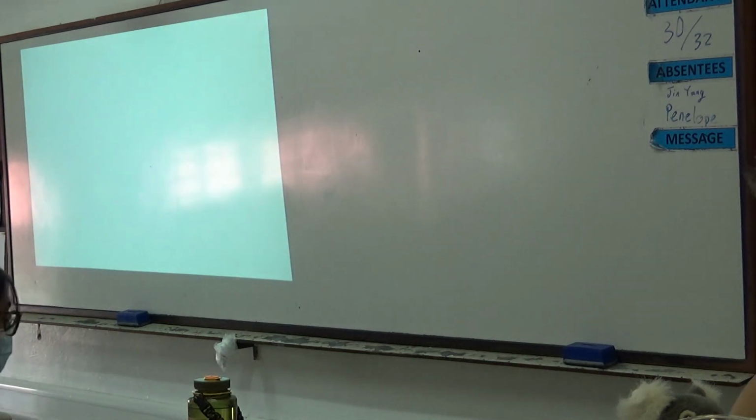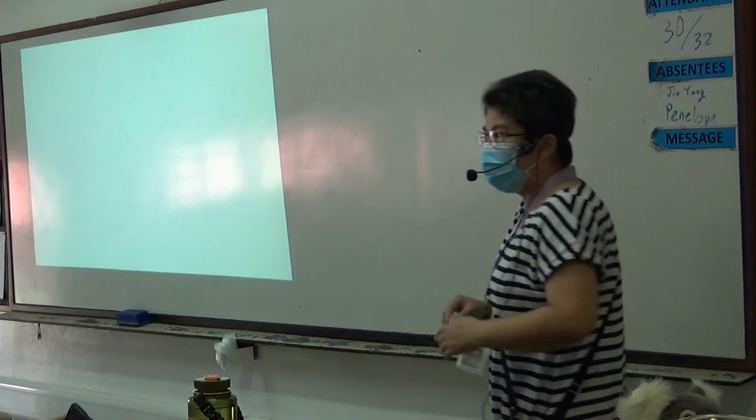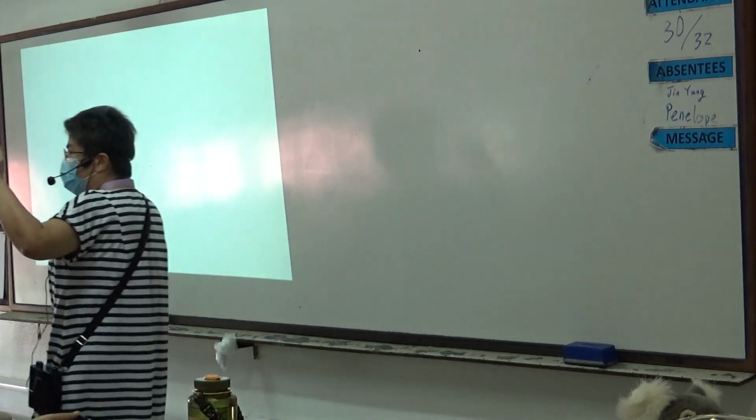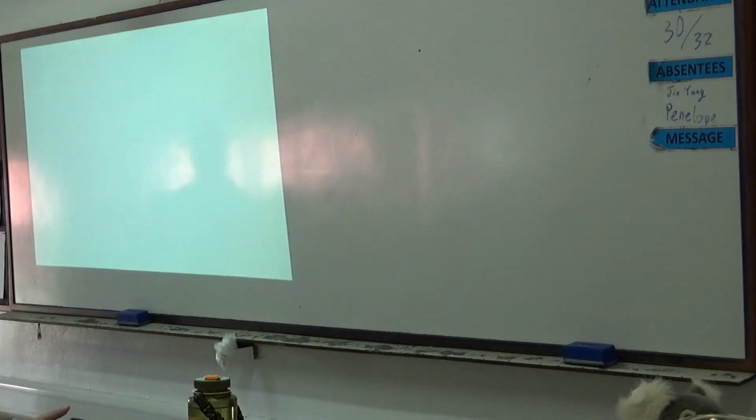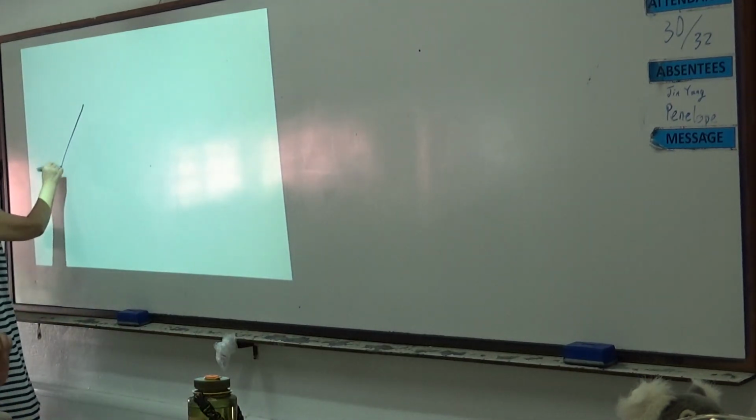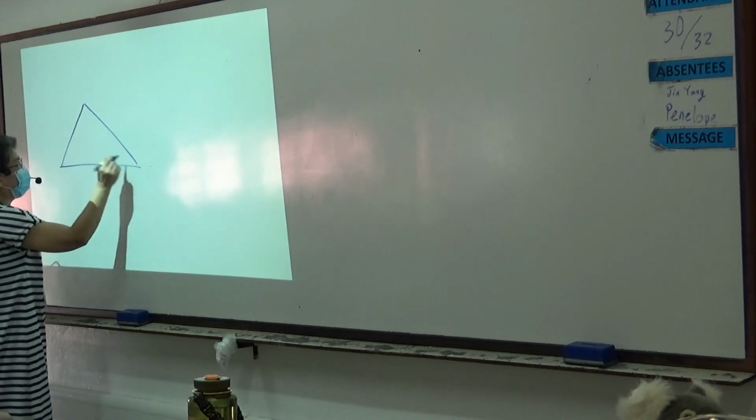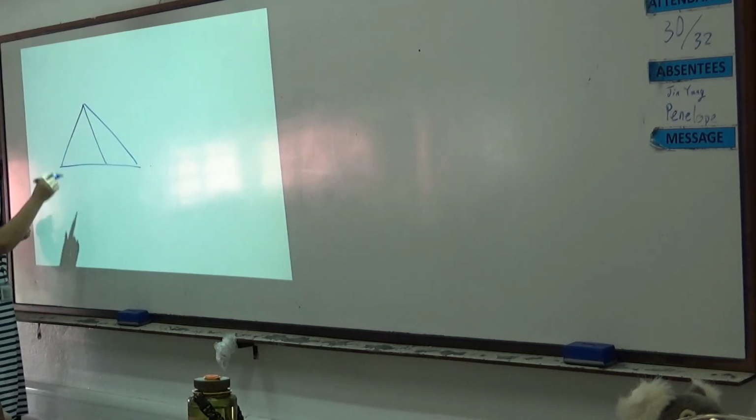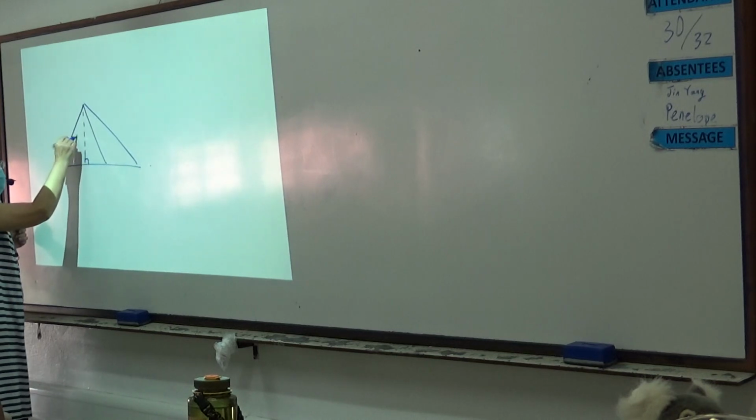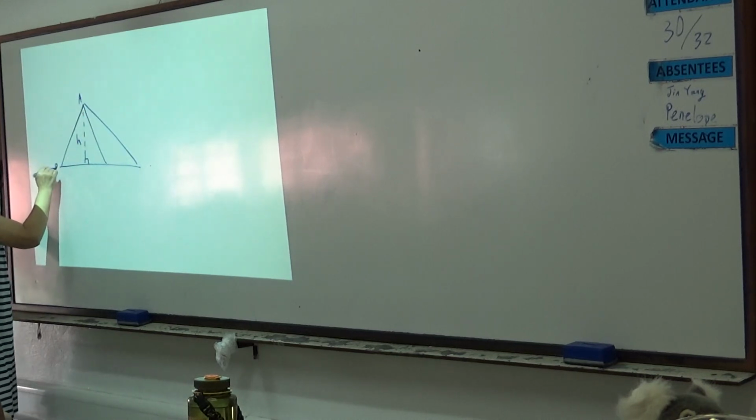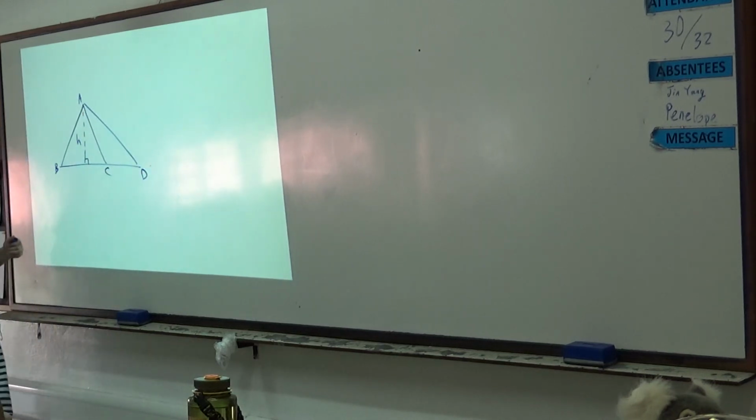Alright, now before I start the application of vectors, I need to go through two concepts on triangles first. Okay, now all of you look out. Do you agree that triangle ABC and triangle ACD share the same height? Why not?